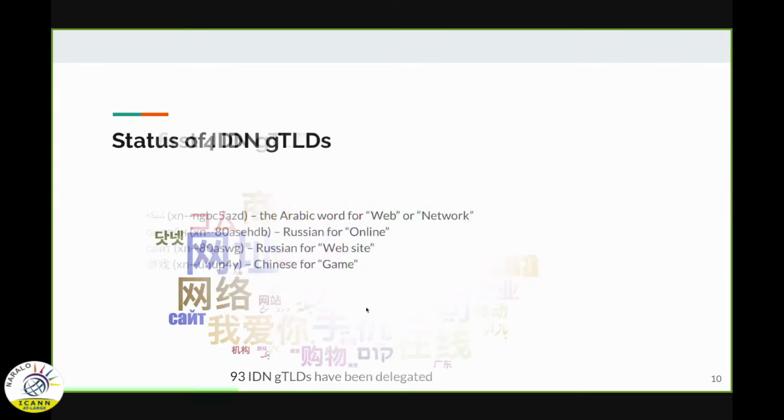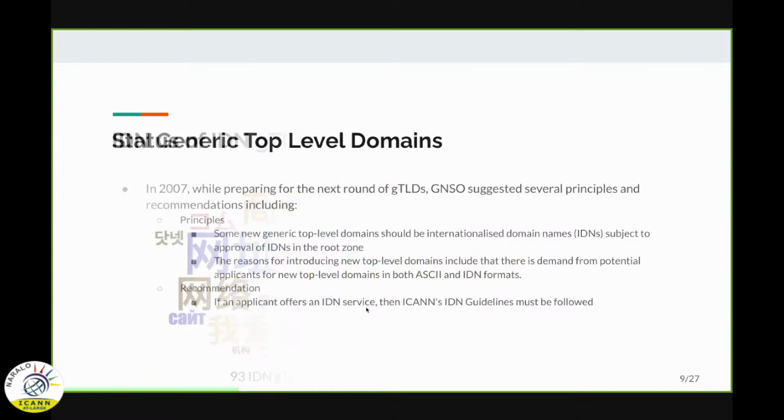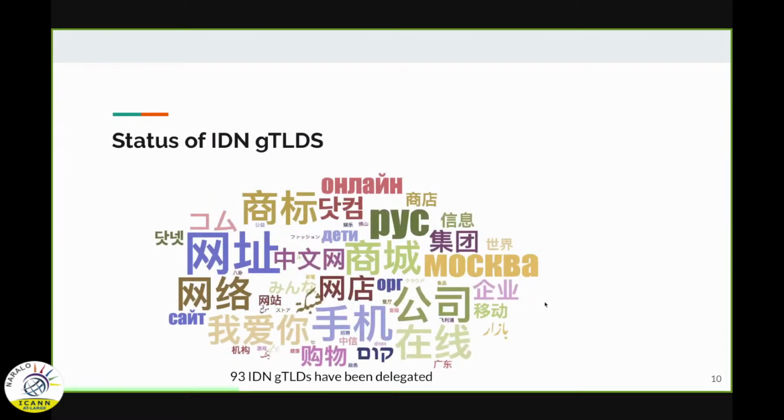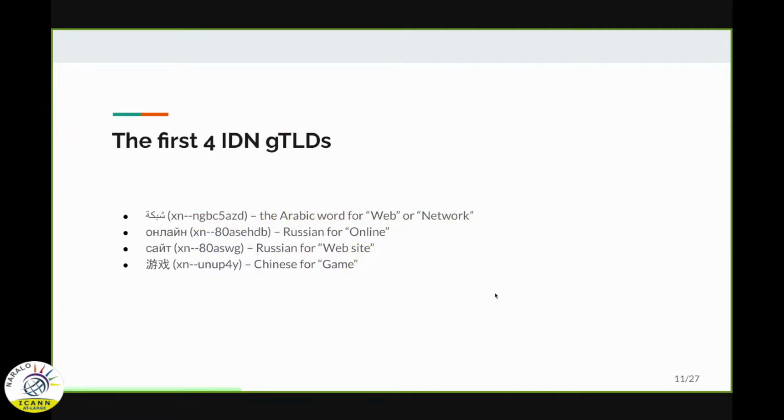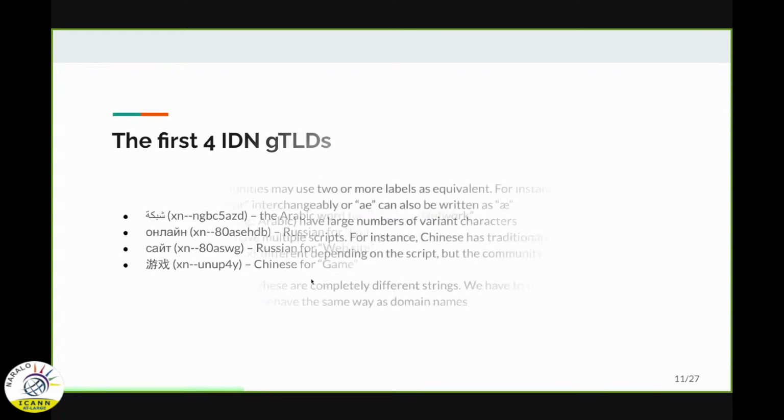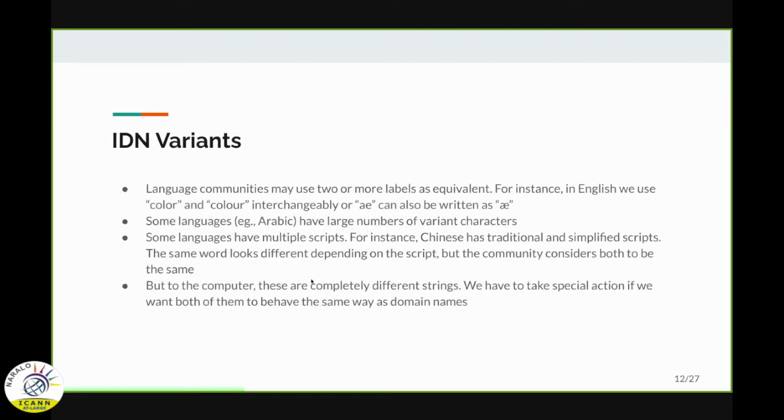So this is the status of, sorry, apologies for that. There are 92 IDN gTLDs available currently. And these were the first 4: the Arabic word for web, the Russian word for online, Russian for website, and Chinese for game. So basically, this has been the work done so far.